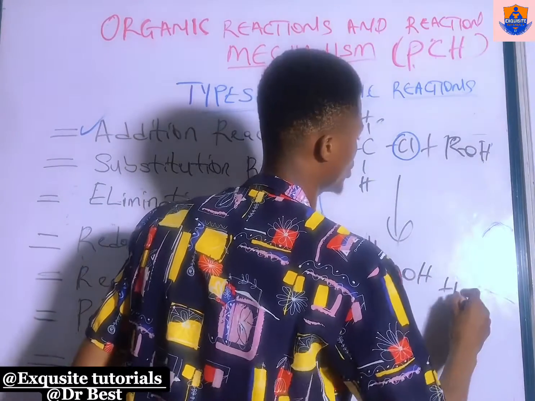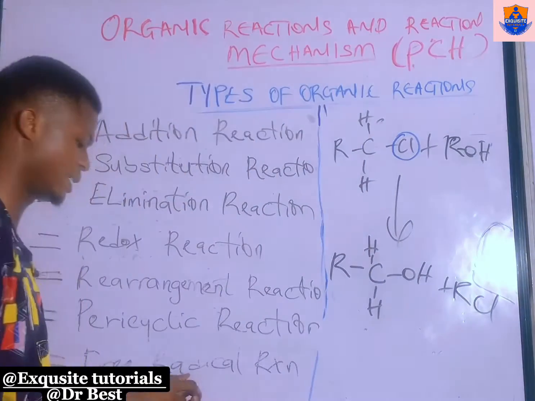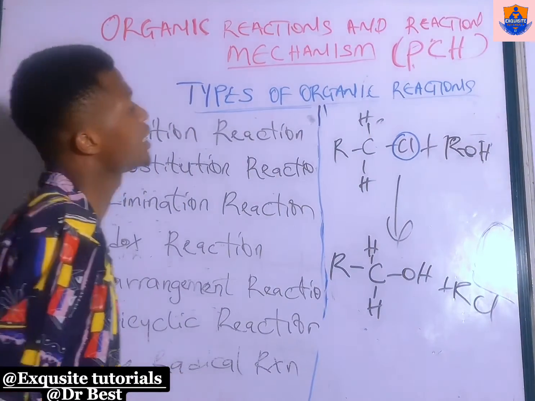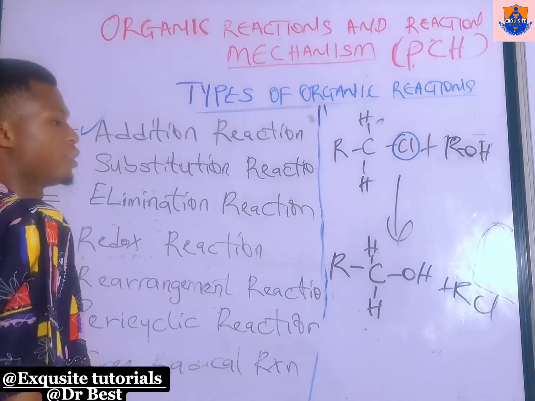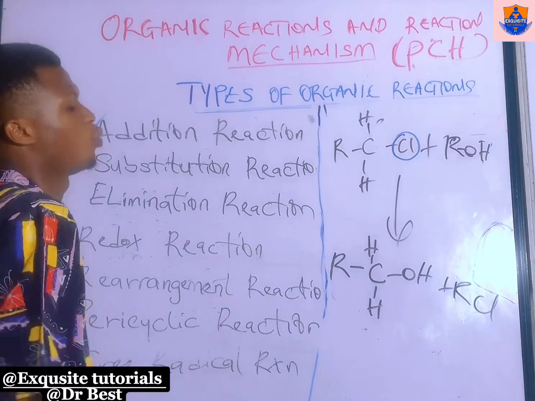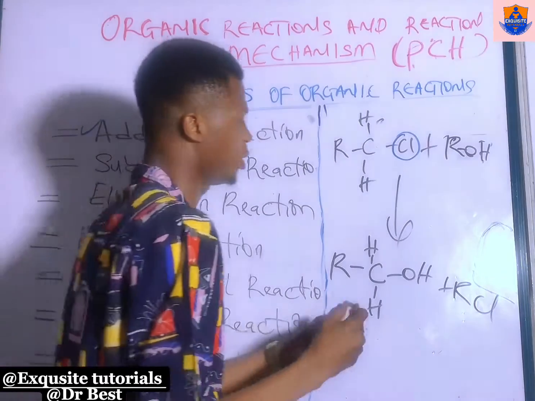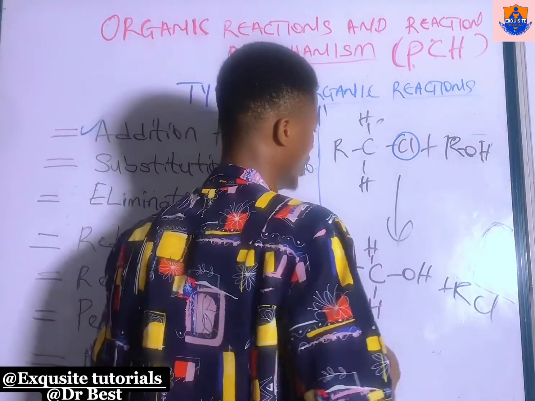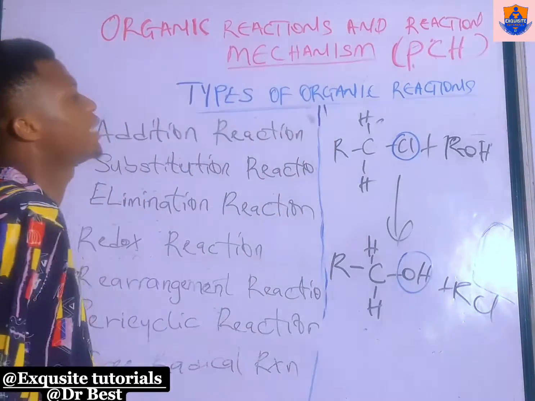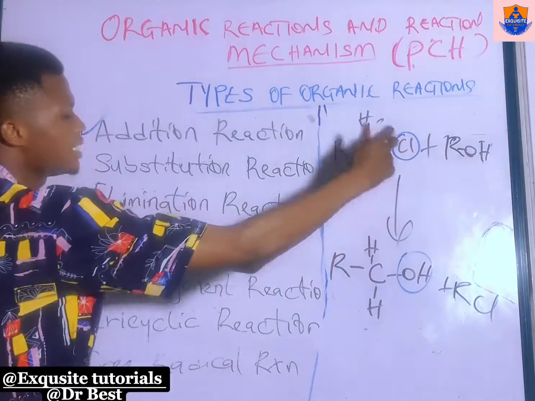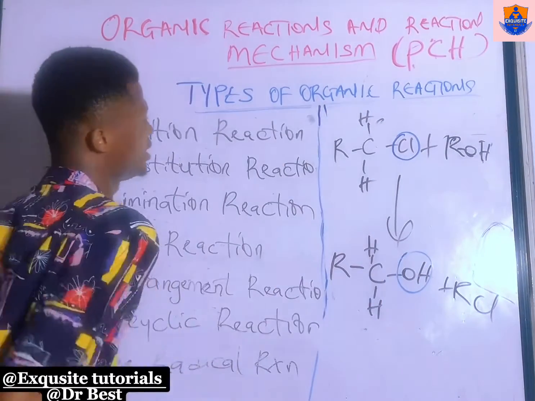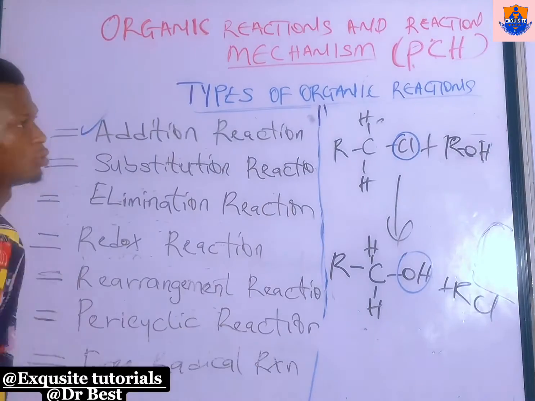OH plus RCl. So what I did is that I substituted chlorine with a hydrogen. It's as simple as that. So we'll call it a substitution reaction. Remember, here chlorine was here. So I'm bringing in an atom to come and substitute an existing atom in an already existing organic compound. We'll call it a substitution reaction.